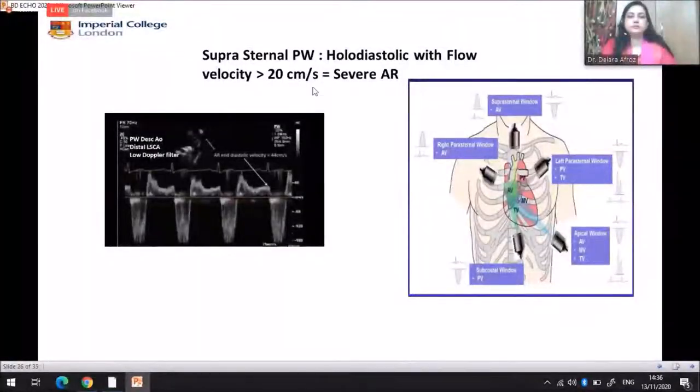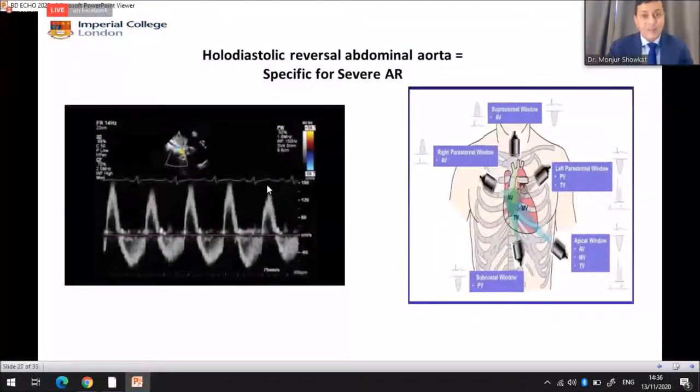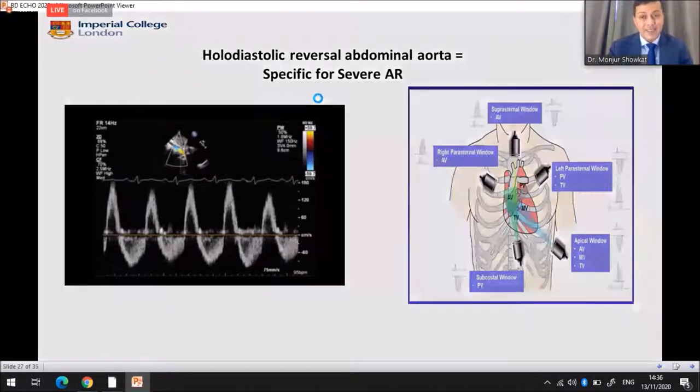And this is suprasternal. I mentioned the suprasternal view is quite useful. It's holodiastolic, you can see holodiastolic flow and the velocity is more than 20 centimeters. This is a very specific marker of severe aortic regurgitation. Also, holodiastolic reversal in the abdominal aorta, which you can see from the subcostal window view, is specific for severe aortic regurgitation.